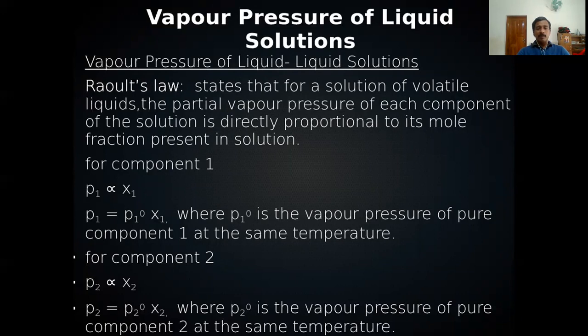So what is the statement of Raoult's law? Raoult's law states that for a solution of volatile liquids, the partial vapor pressure of each component of the solution is directly proportional to its mole fraction present in the solution. So for component 1, P1, the partial vapor pressure, is proportional to X1, the mole fraction of component 1. Or we can write P1 is equal to P1 0 X1.